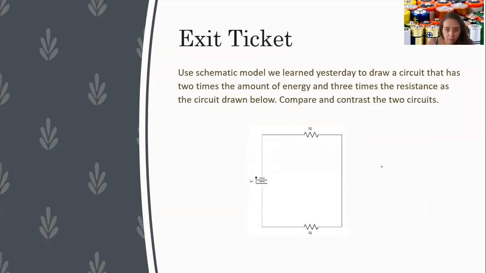So here we have 2 cell batteries and 2 resistors. Take the next 3 minutes or so to draw this into your notes. It would be helpful if you send a picture of this to your teacher so that we could see how you did these drawings.